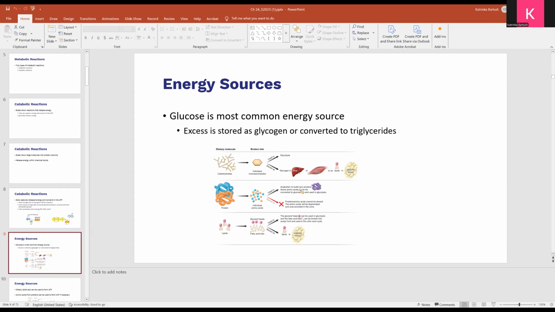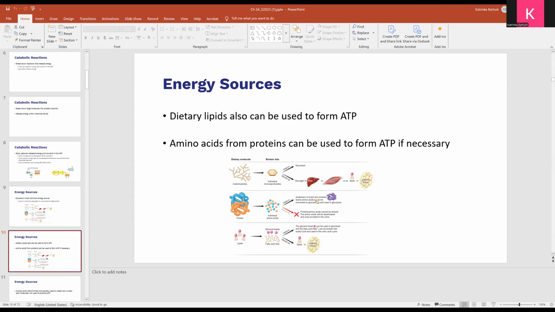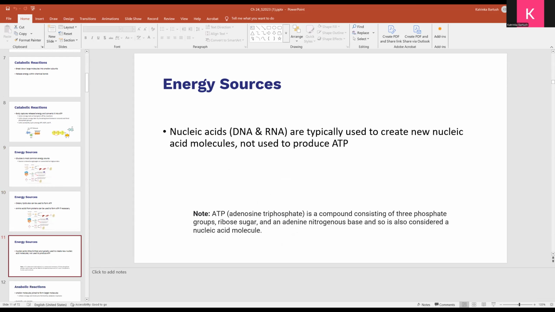So when we think about food as energy sources to make ATP, glucose is the most common of these energy sources. If we consume more than we need, the excess will be stored as glycogen, or we can convert it to triglycerides. We can use other molecules as well, such as dietary lipids or fats, to make ATP. We can also use amino acids from proteins as necessary. That's why sometimes when you see people who are starving and they have muscle wasting, it's because we're taking protein from the muscles to make energy to keep the body alive.